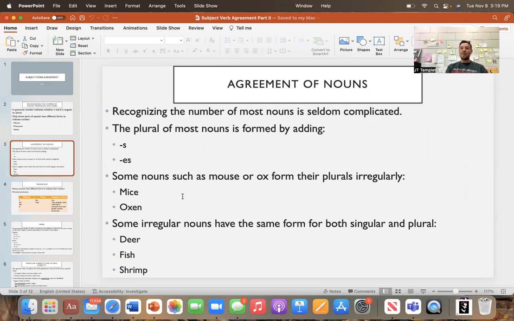For nouns, recognizing the number of nouns is seldom super complicated. For the most part, of course, there's always a few that in English are irregular. But for the most part, nouns are plural by adding s or es, depending on the word itself, right? So a cat becomes cats. Some nouns, such as mouse or ox, form their plurals irregularly, like mouse becomes mice, ox becomes oxen, and then some irregular nouns have the same form for both singular or plural. Think of deer. Right? We don't say deers, it's just deer, either singular or plural.